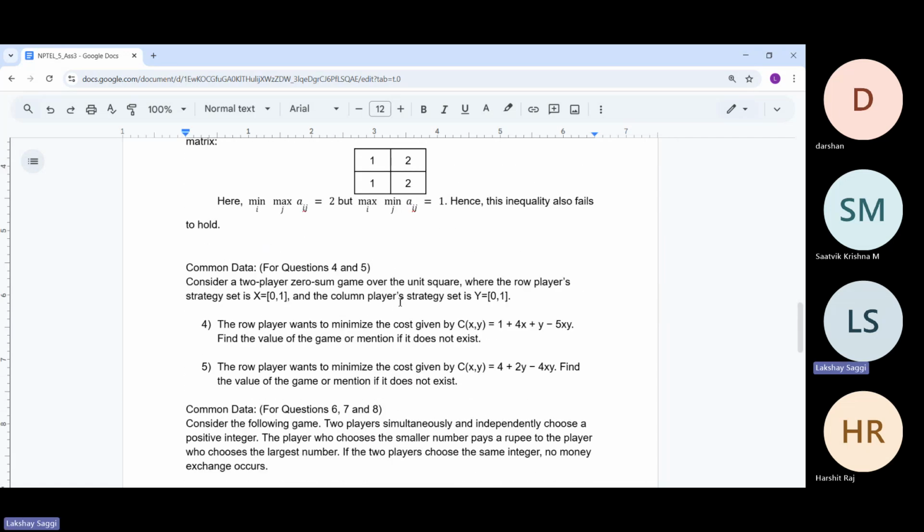And now we are at the fourth question, which is again about zero sum games and finding the saddle point, or let's say the value of the game if it exists. We are given that the row player's cost is given by cxy equal to 1 plus 4x plus y minus 5xy, and both row and column players play values between 0 and 1, any number between 0 and 1 they can play. Now we want to find the value of the game or mention if it does not exist.